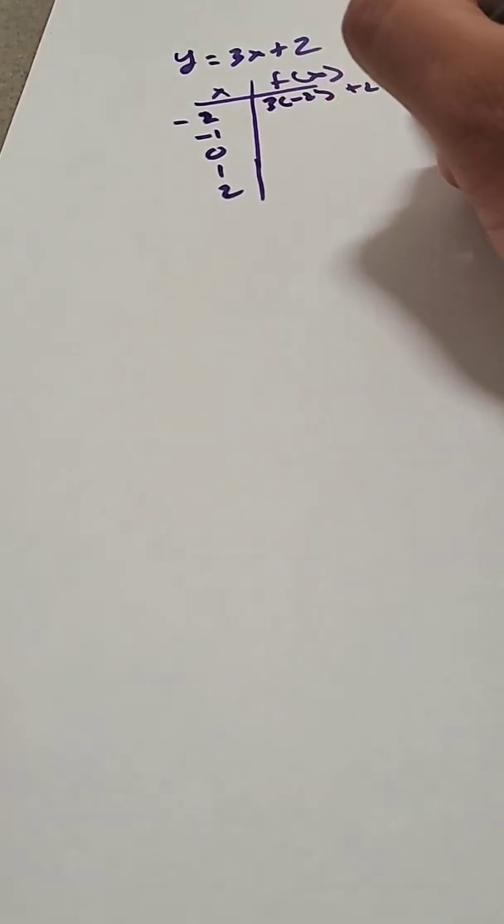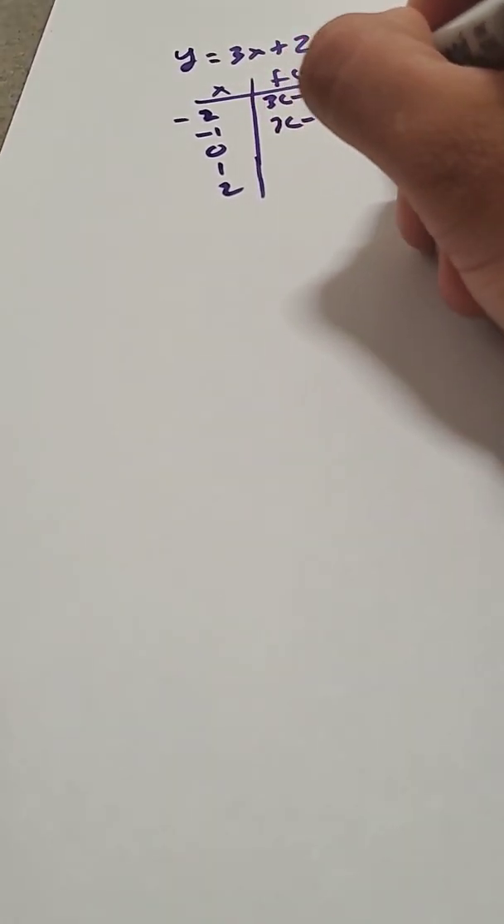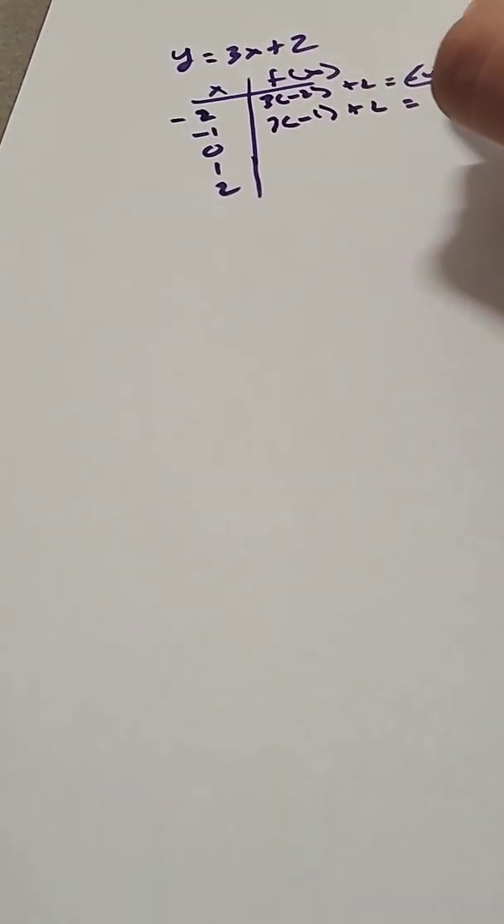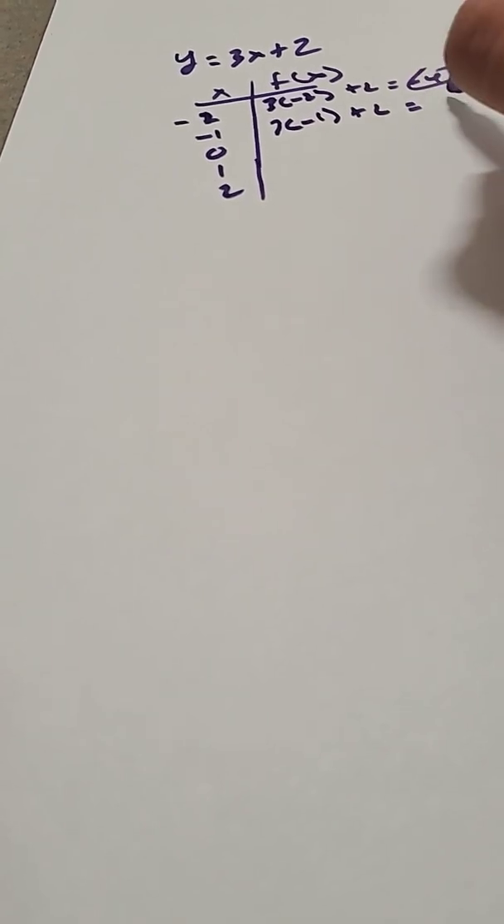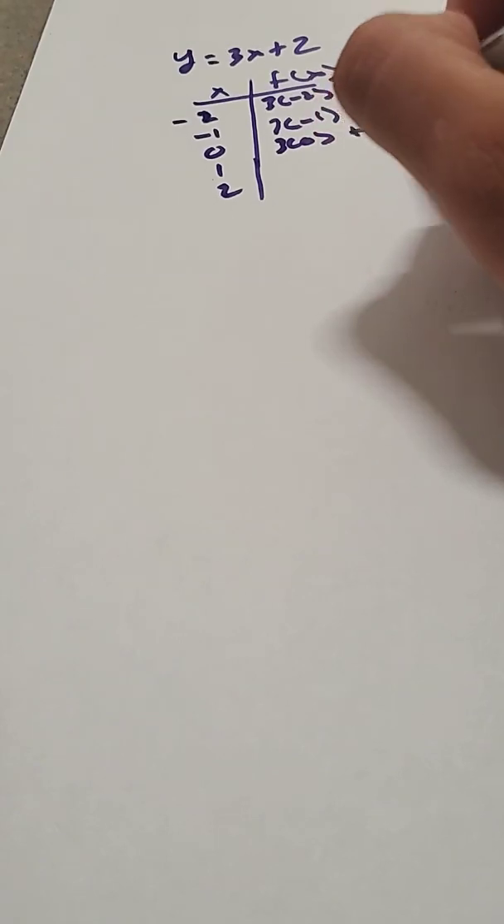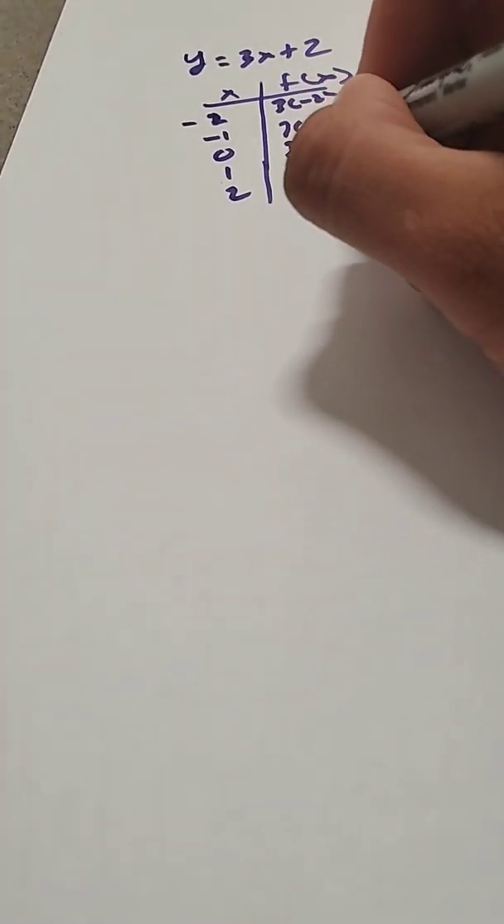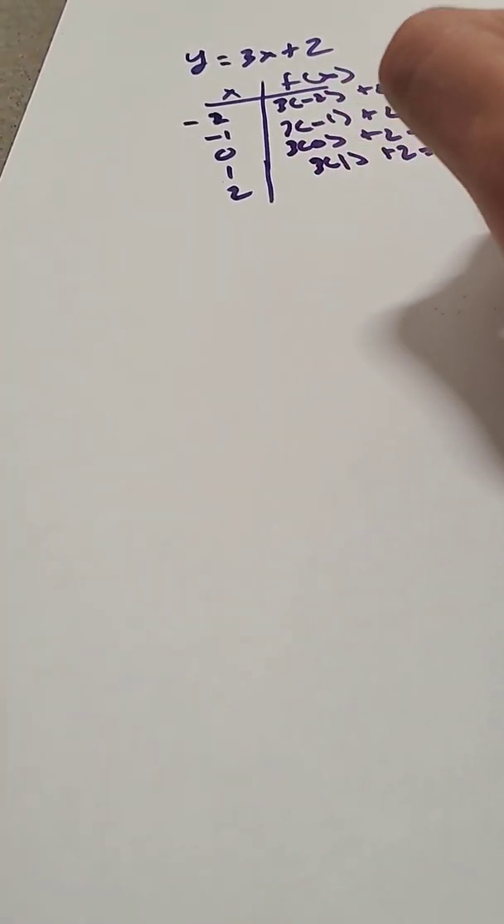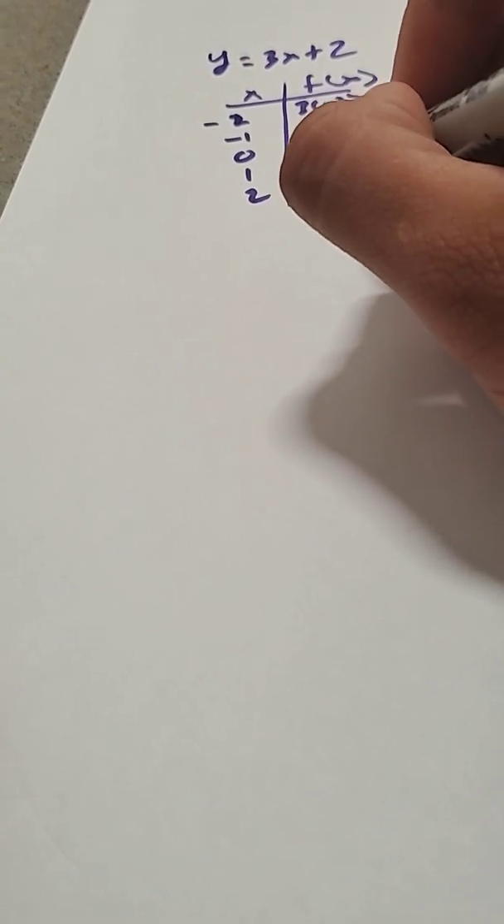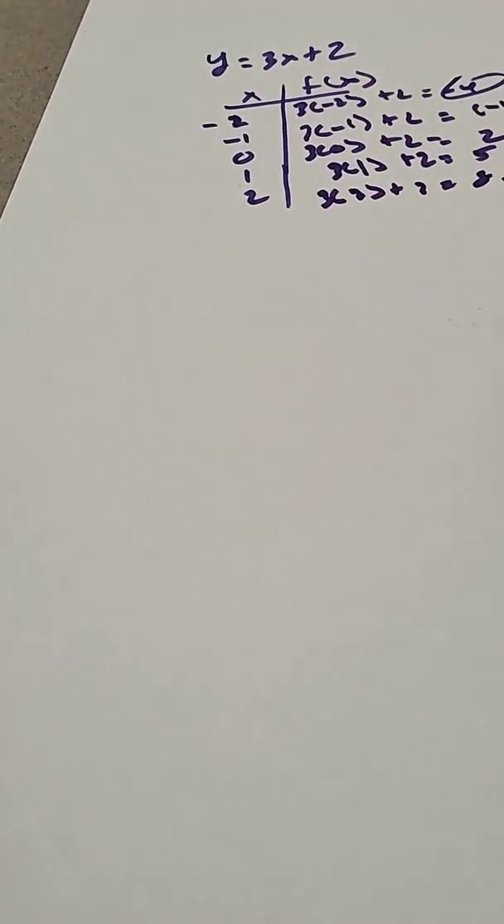So we could do -2, we plug it in. 3 times -2 plus 2 is -4. For -1, 3 times -1 plus 2 is equal to -1. 3 times 0 plus 2 is equal to 2. 3 times 1 plus 2 is equal to 5. 3 times 2 plus 2 is equal to 8.